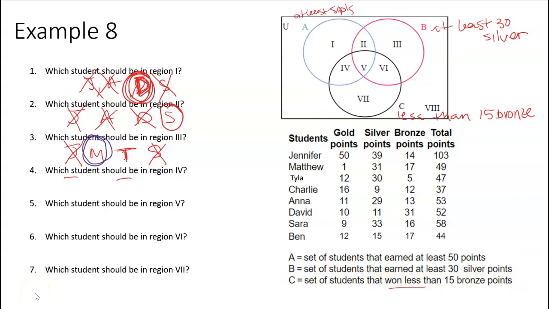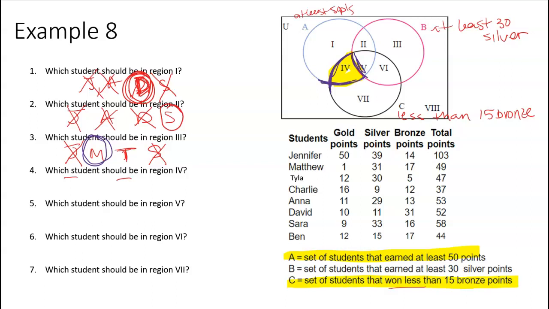All right, let's look at region 4 here. So region 4 is the overlap of this blue at least 50. So we're looking at least 50. And where does it overlap? It overlaps with this black circle here. It's kind of closed into that region, but it doesn't include that pink circle. So we're talking about C, which is at least 15.